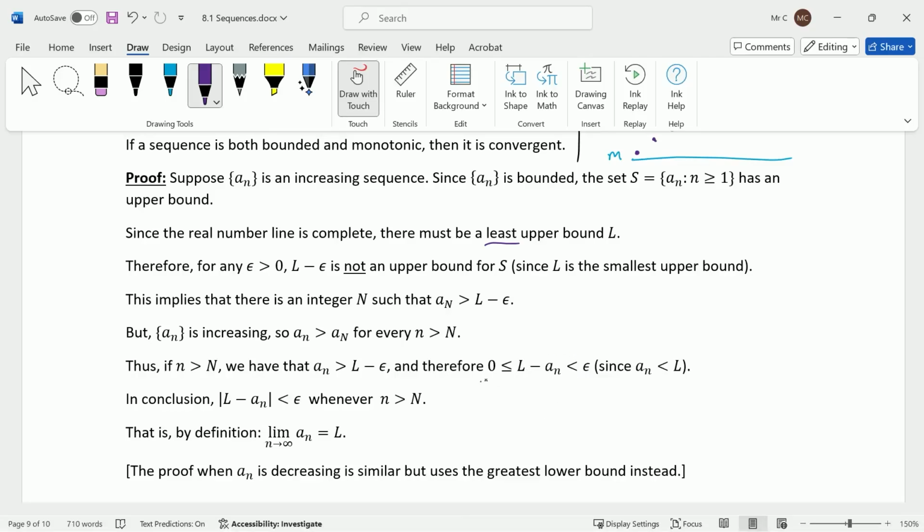But this is quite literally the definition of the limit. So in conclusion, the absolute value of L minus a sub n is less than epsilon, and by definition, the limit as n goes to infinity of a sub n is L. Again, the proof when a sub n is decreasing is similar, but we talk about greatest lower bounds instead.